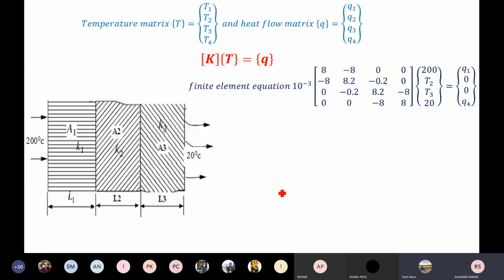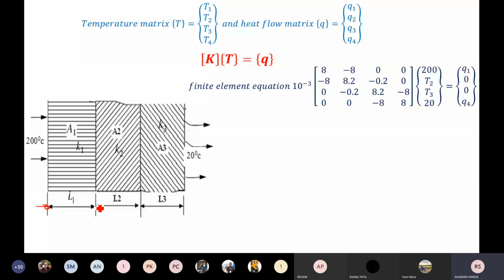Okay, I will tell you. Now see here. If you consider the nodes, if we consider node 1, heat is coming inside node 1. Am I right? Do you agree with this? Heat is coming. That means there is a heat addition at node number 1.